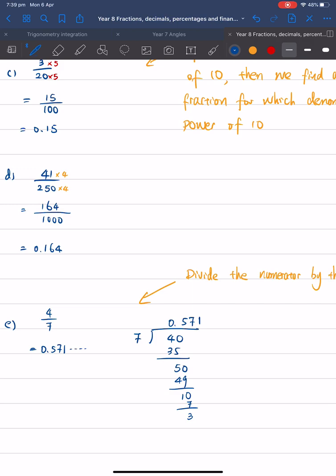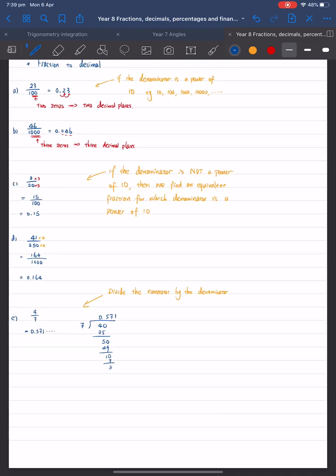Now this is what we do when we can't change the denominator into a power of 10. In that case, we simply use manual calculation, either long division or short division, to work out the answer. But of course, eventually later on, you are allowed to use your calculator to help you find the answer. But you do need to know how to do it using pen and paper methods.